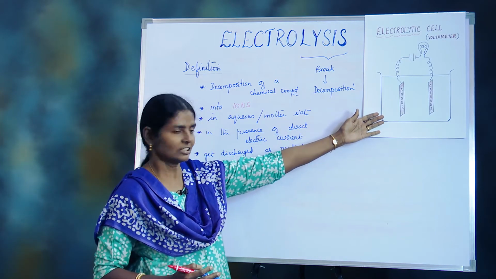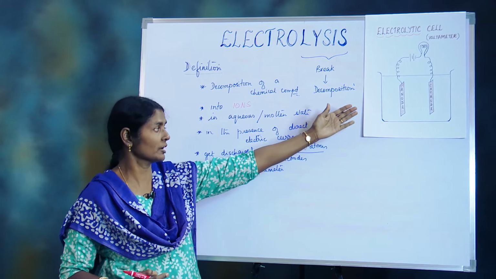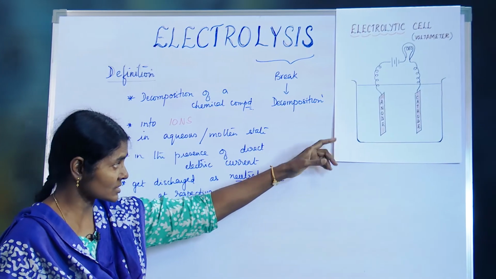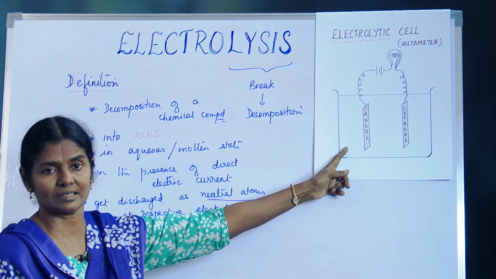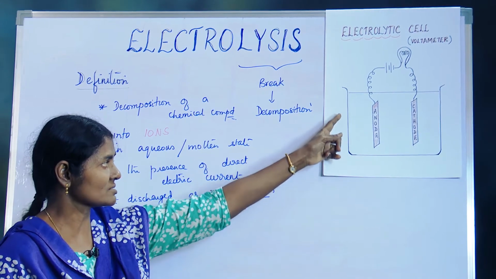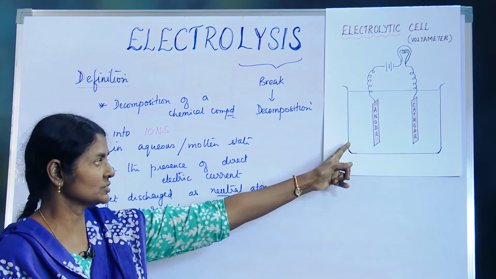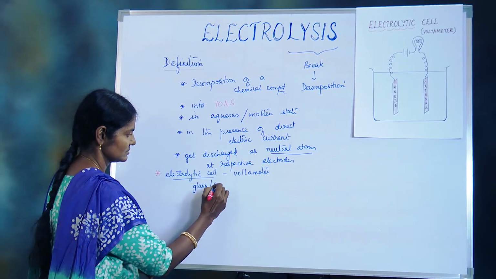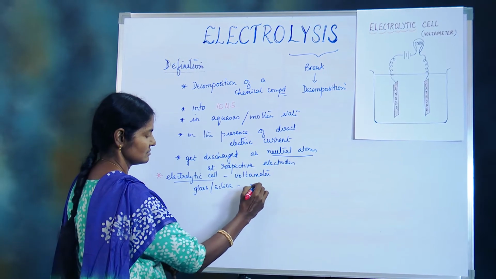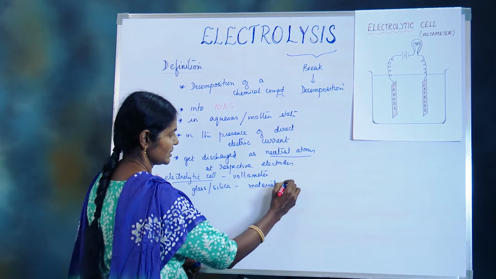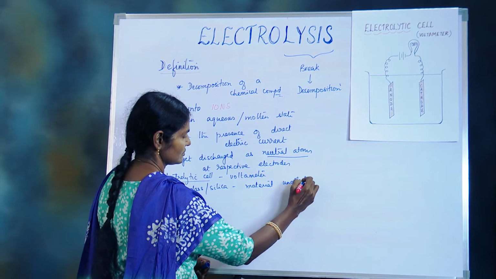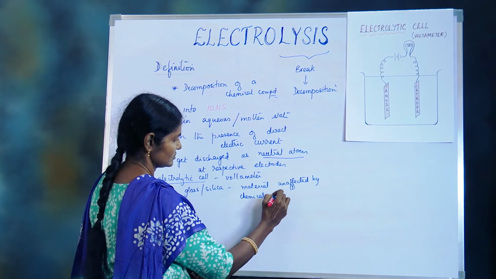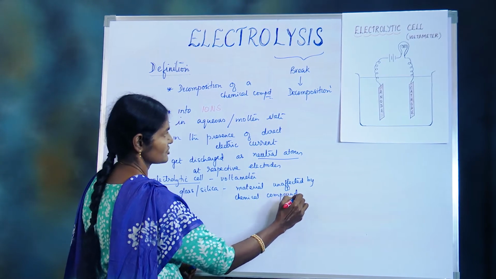An electrolytic cell could be made of glass, it could be made of any compound or material which will not be attacked by the chemical compound that is inside. So it shouldn't be attacked, and that is called an electrolytic cell. Generally it's made of glass, or it could be made of silica, any material unaffected by the chemical compound. That is an electrolytic cell.